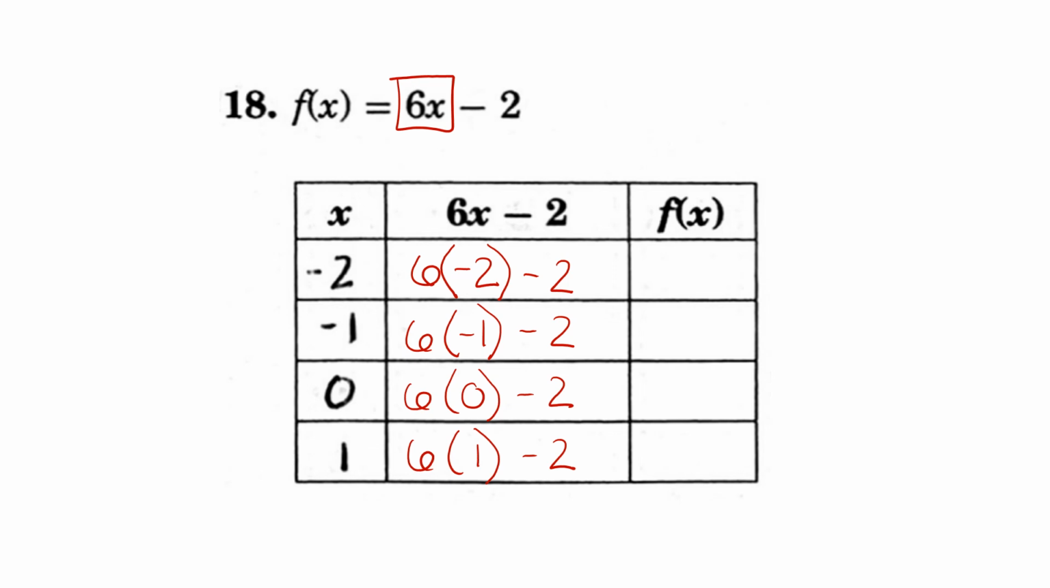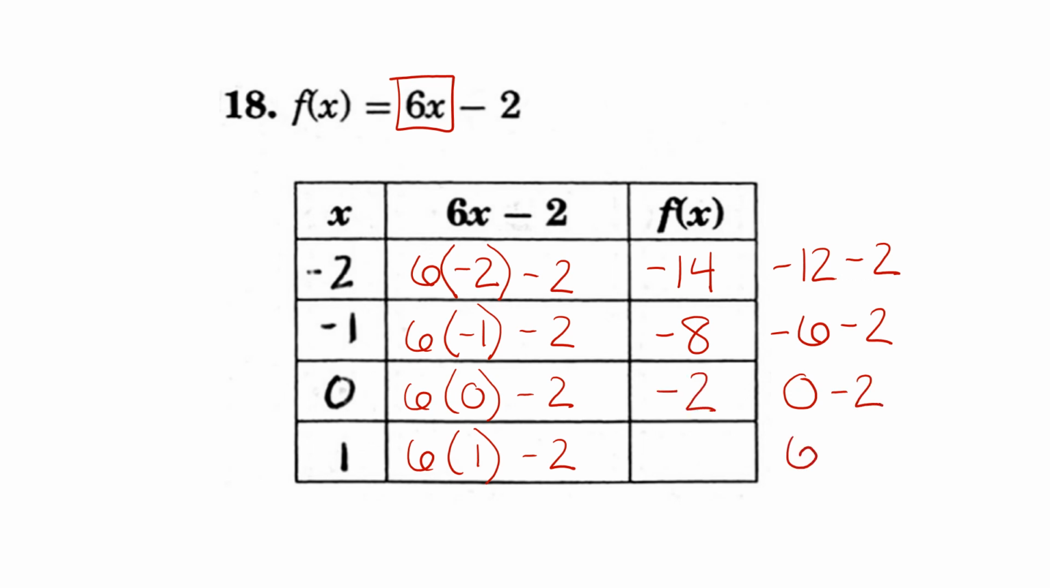So 6 times 2 is 12. 6 times negative 2 is negative 12. Negative 12 minus 2 is negative 14. 6 times 1 is 6, but 6 times negative 1 is negative 6. Negative 6 minus 2 is going to give us negative 8. 6 times 0 is 0. 0 minus 2 is negative 2. 6 times 1 is 6. 6 minus 2 is 4.